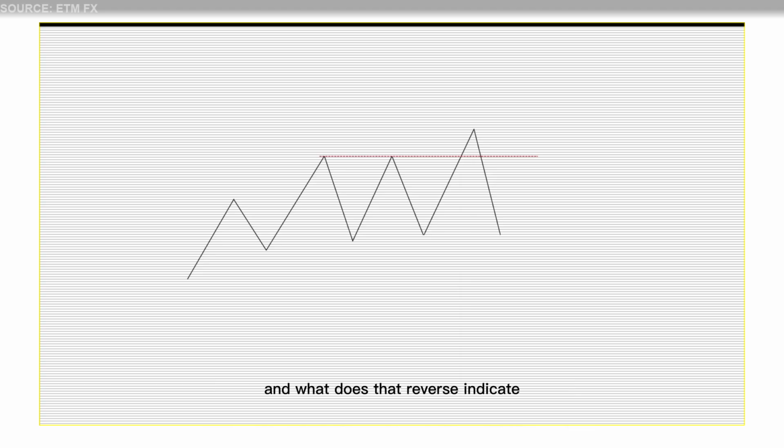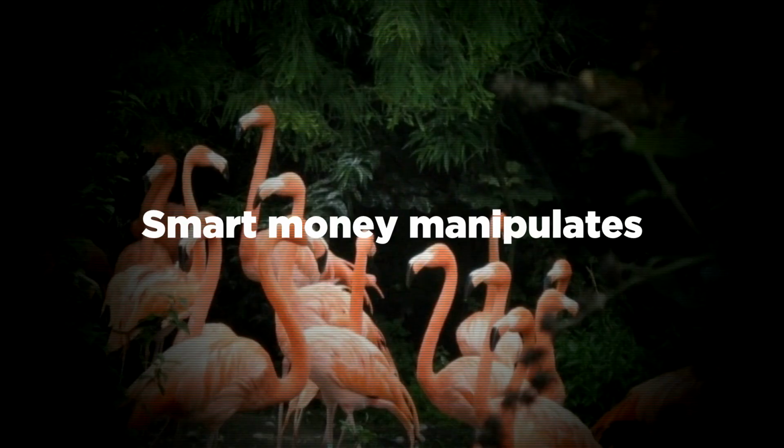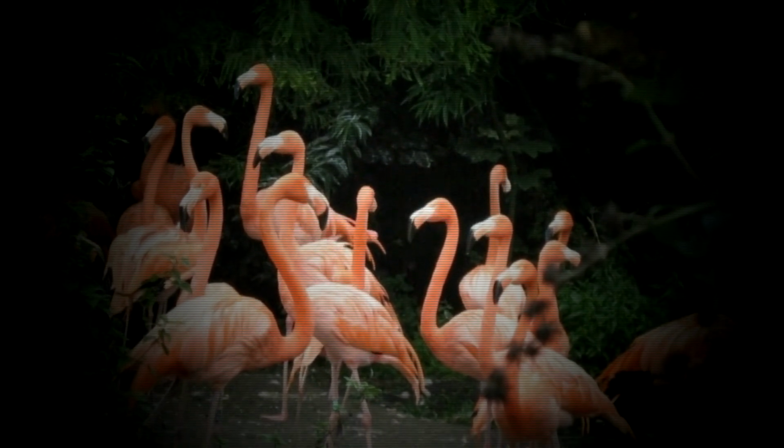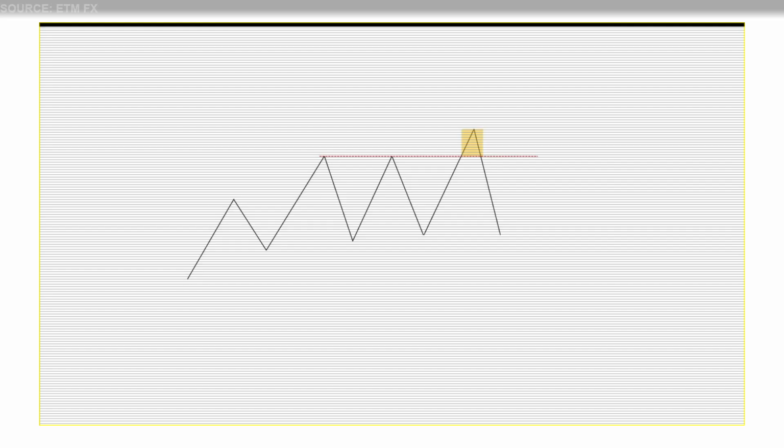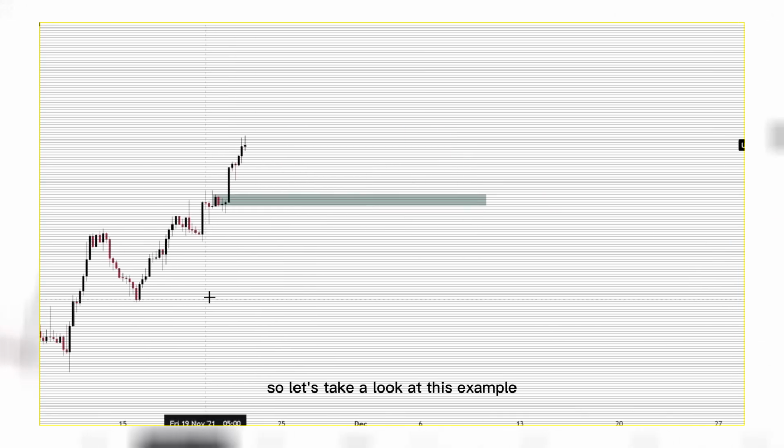And what does that reverse indicate? That indicates a trap, a stop hunt. And what is the function of the stop hunt? The stop hunt is a trap. In this situation, everybody that thought this was a breakout, that price is going to continue higher, got trapped. Smart money manipulates local order book imbalances to drive price toward clusters where retail stop loss limit orders assemble. And at the same time, the stop losses of those who sold at the previous resistance point, their liquidity got absorbed. So let's take a look at this example.